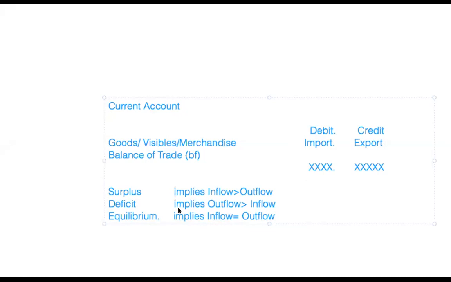Surplus implies inflow greater than outflow. Deficit implies outflow greater than inflow, right? Like for example, if my debit figure exceeds the credit figure, the balancing figure will be here and it is a deficit for me. And if my credit exceeds the debit, it is an inflow, my balancing figure will be here and it is a surplus for me. Equilibrium implies zero balancing figure and inflow equal to outflow. Therefore, this is called the balance of trade, which is a very narrow concept. We don't use the term profit or loss here. It is ideally surplus or deficit.